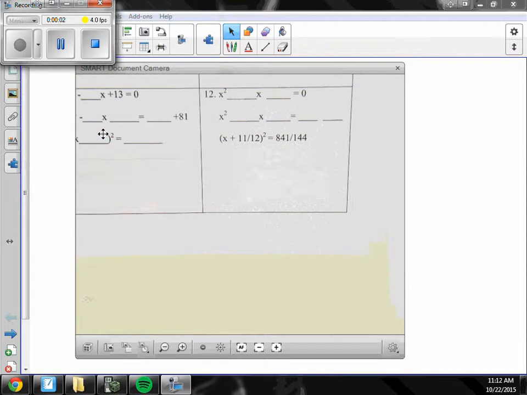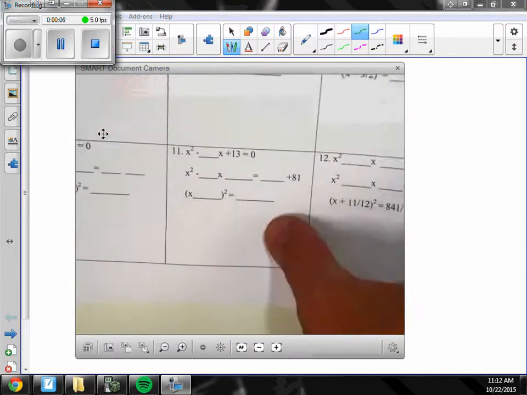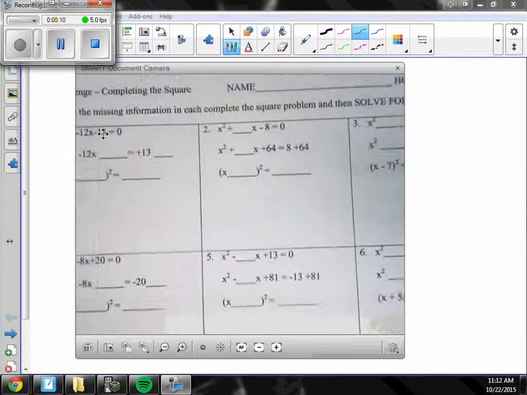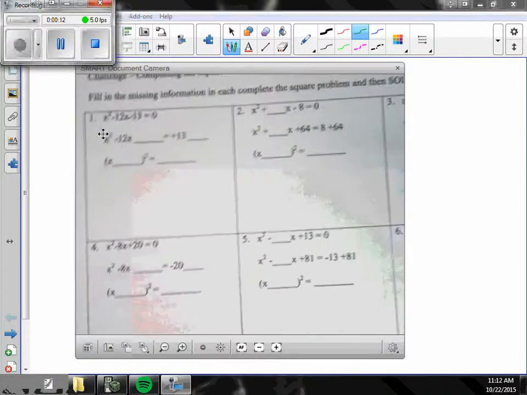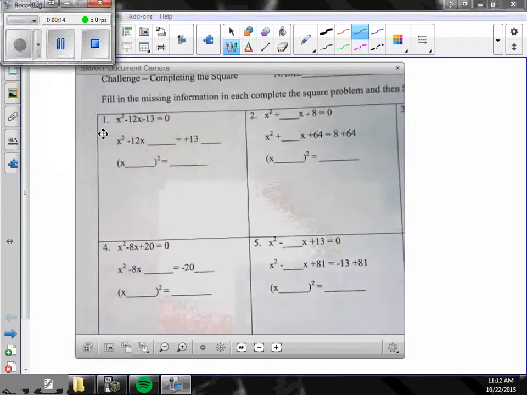Today is similar to what we've been doing in the past. Same complete the square idea. But on this worksheet, sometimes you're going to start in the middle or in the end. And it kind of changes depending on the problem. So the first one is normal.